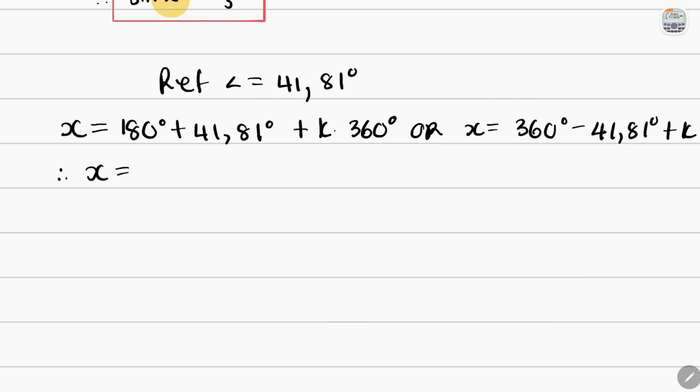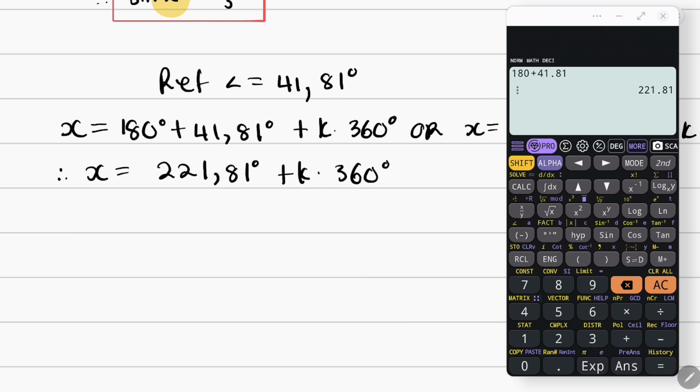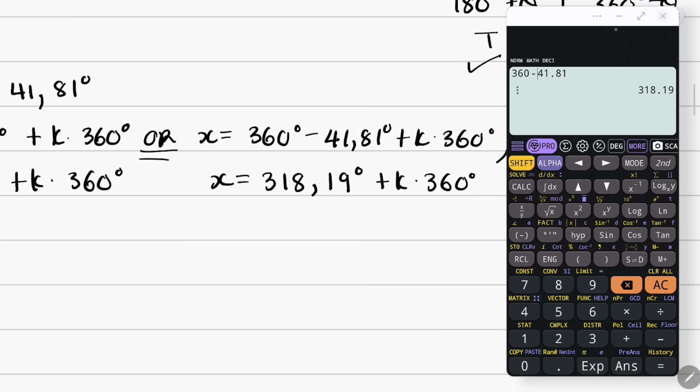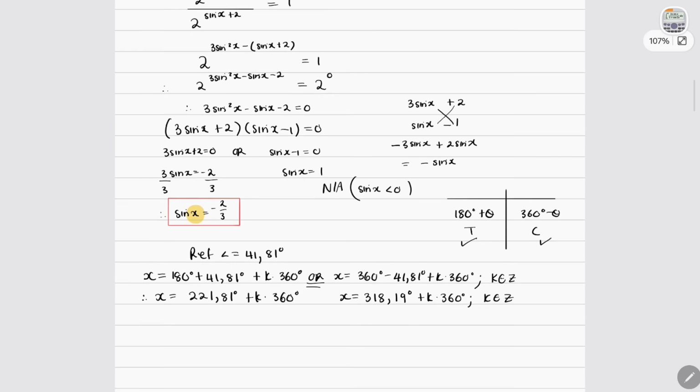So x is equal to, and I'll just find that. So what is 180 plus 41.81 degrees? That gives us 221.81 degrees. And you say plus k 360 degrees, or, and then here x is equal to, you must just say 360 degrees minus that. So we'll just say 360 minus, and then that gives us 318.19 degrees plus k 360 degrees. You don't really have to write this again, but I'm just going to say again where k is an element of integers. And that is our answer.